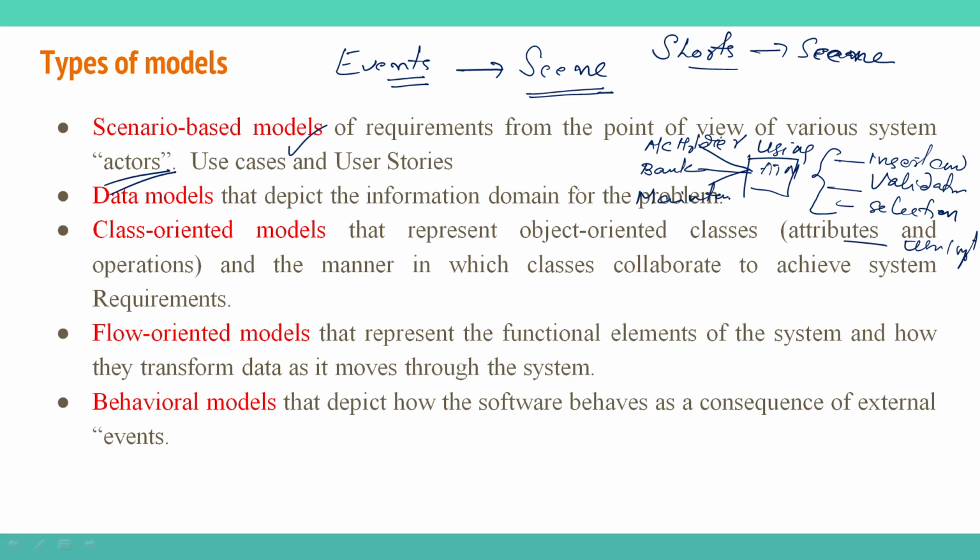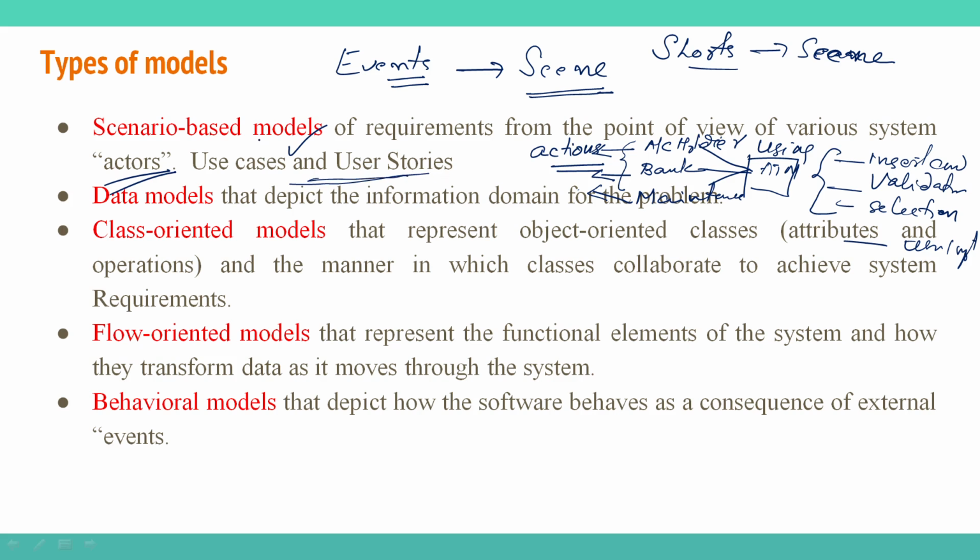There are three different sets of operators, which we call actors. Three different sets of actors are available. So how does the actor see the system? What are the requirements? What do the bank officials want to do? What does the maintenance staff want to do? Everything that they do is called an action. So everything will be represented in the form of actors and actions. So we use use cases and user stories for defining the scenario based models.